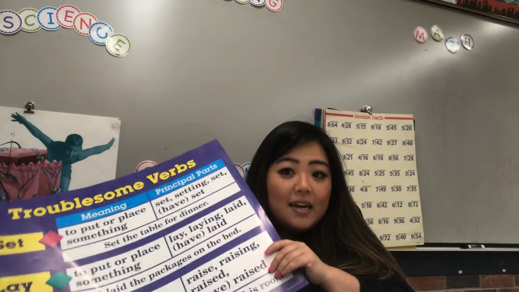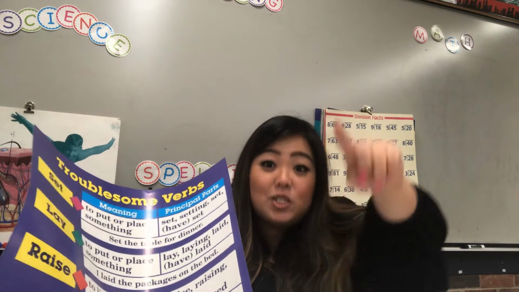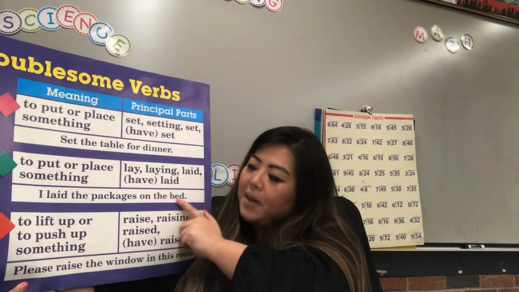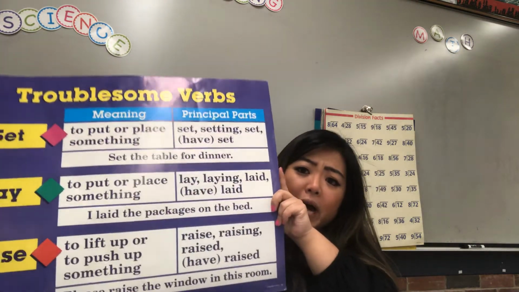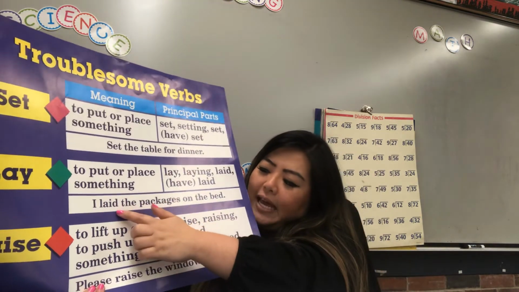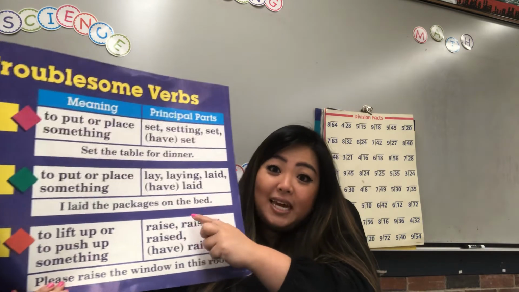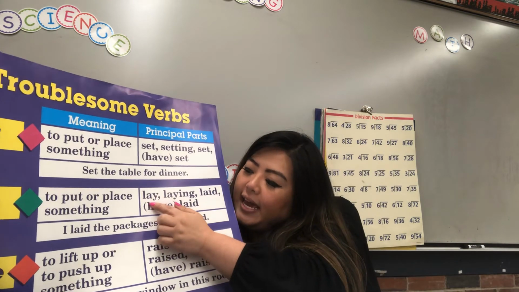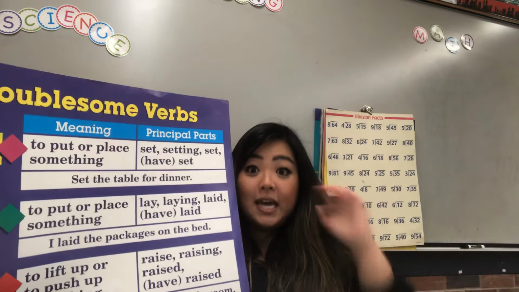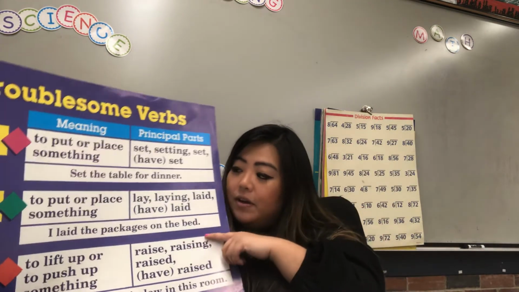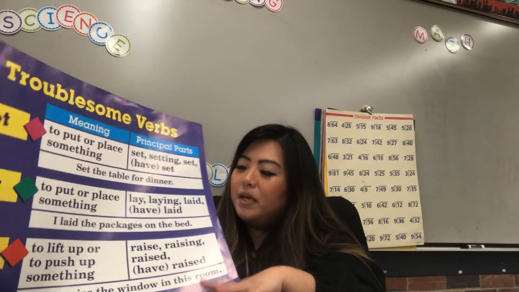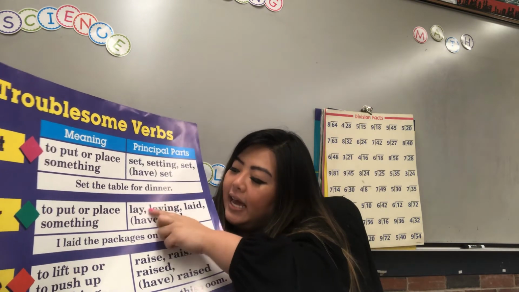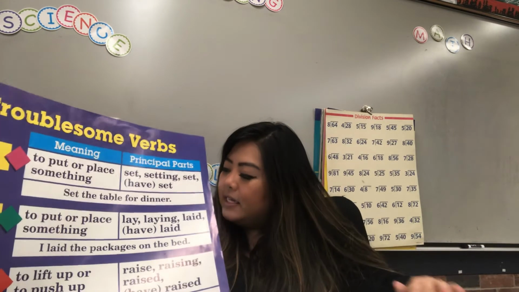Okay, and with laid, you're putting or placing something, which means you have to have an object. I laid the packages on the bed. What did you lay? You laid packages. So this is the object that you laid down or you put down. Lay, today I lay my seat work on my desk. So you have to have an object. You can't just say I lay, okay? You can't just say today I lay, unless you're talking about the other one. And that wouldn't make sense. So you have to say, today I lay my seat work on my desk.